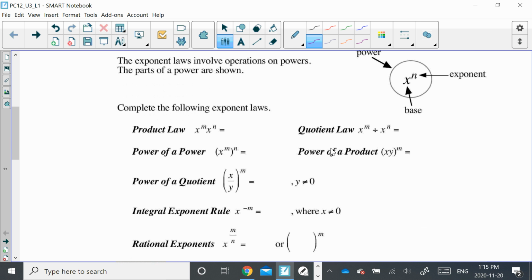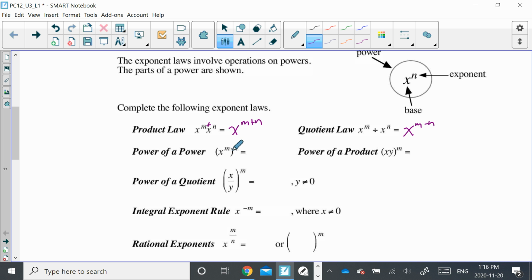Okay, so just to go through the exponent laws that you were introduced to in 10C, we have something called the product law. When two bases are the same and they're being multiplied, we will add the exponents. So product law dictates that we add the exponents. You just keep your base exactly as is, and we take the exponents and add the two together. The quotient law is when you have two bases that are the same and they're being divided, we subtract the exponents.